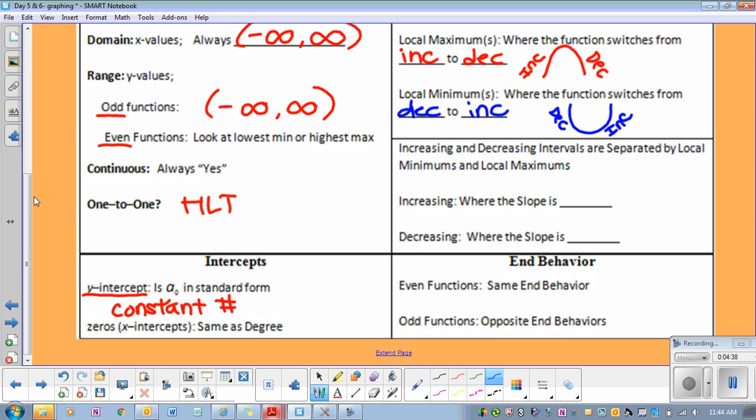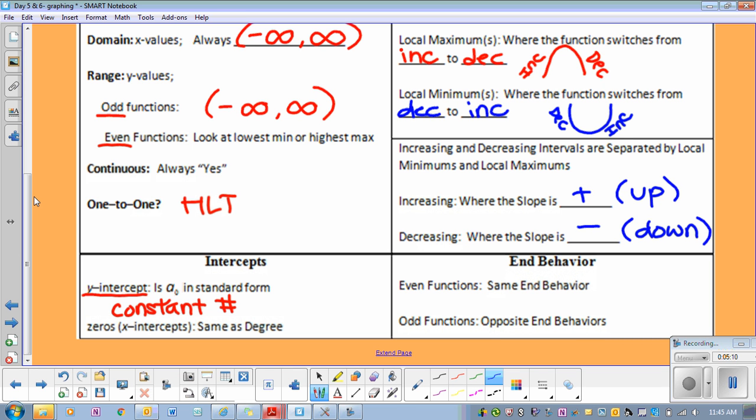So increasing is where the slope is positive. Not going up, say positive, what it says on the key. So decreasing is where the slope is negative because it's going down. Slope is positive because it's going up, negative because it's going down. Okay?